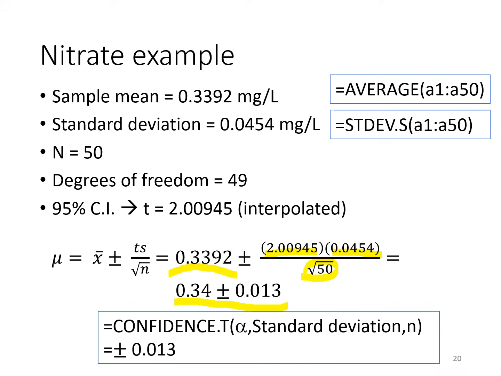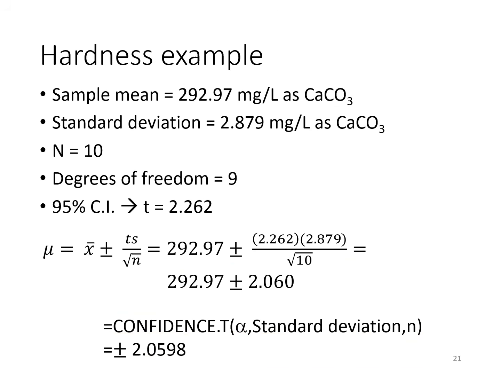We can do this calculation using Excel. We use the function CONFIDENCE.T. There you're going to put in alpha, so it's 0.05, the standard deviation, and n, and n is 50. And that gives us plus or minus 0.013, same as what we calculated.